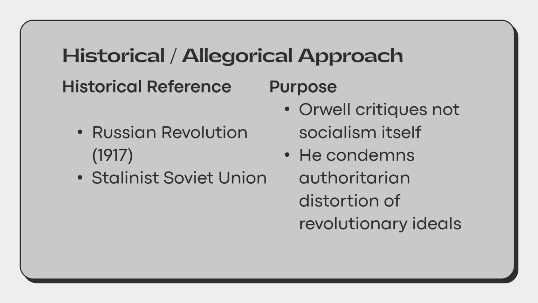Historical allegorical approach. Historically, Animal Farm parallels the Russian Revolution and the rise of Stalinist dictatorship. Old Major reflects revolutionary ideology, while Napoleon represents authoritarian leadership. Orwell uses history not to retell events, but to critique how revolutions can betray their original goals.